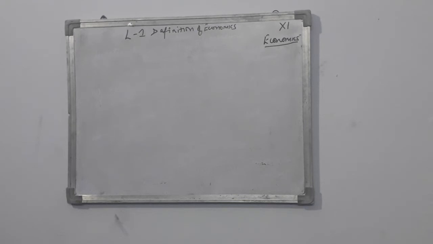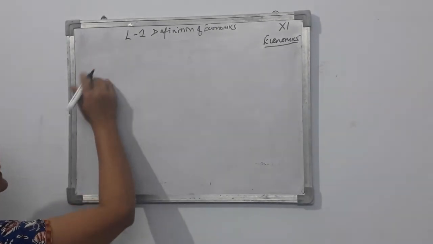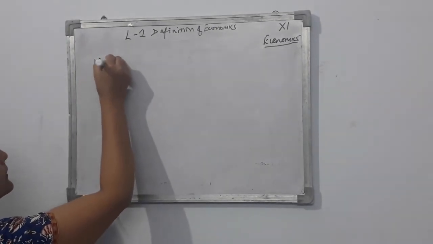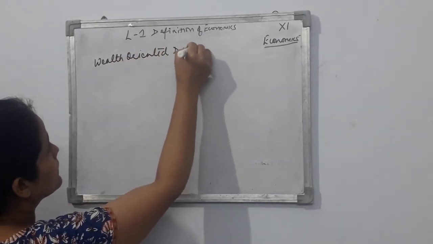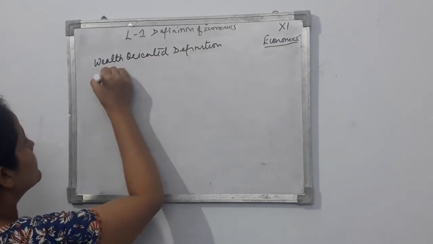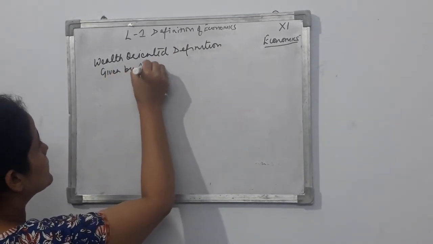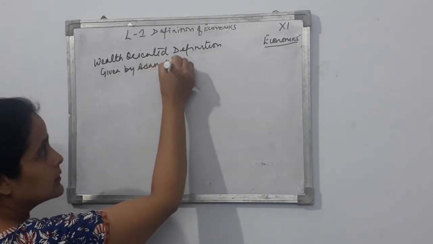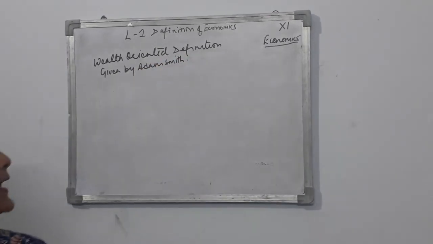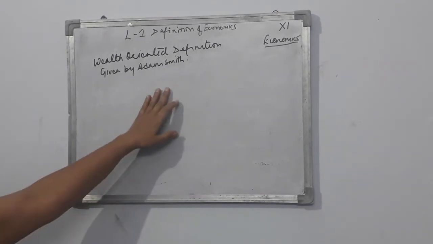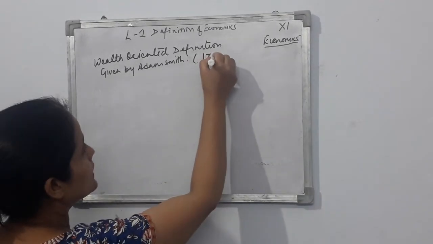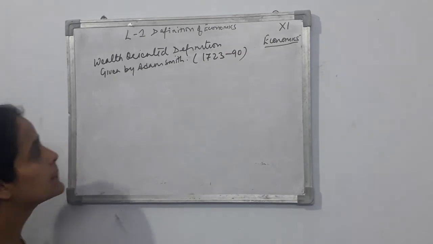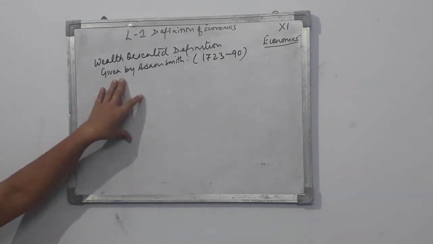Now we'll start with Adam Smith. Wealth oriented definition, given by Adam Smith. I told you that Adam Smith is known as the father of economics. Adam Smith was born in 1723 and he died in 1790. Right? So let's know a bit about Adam Smith.